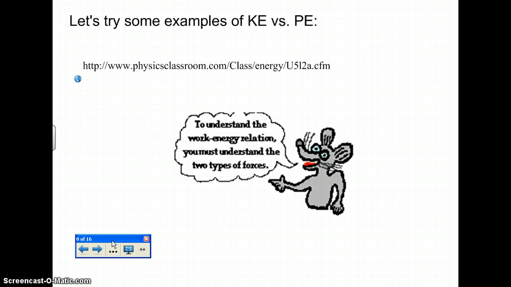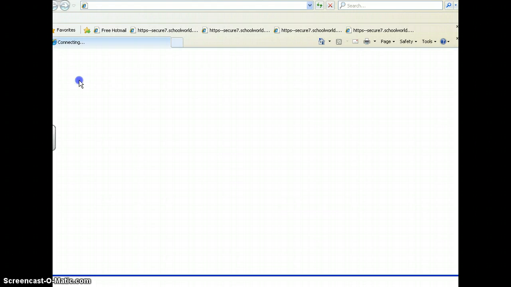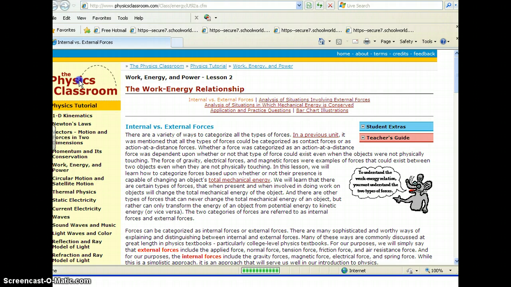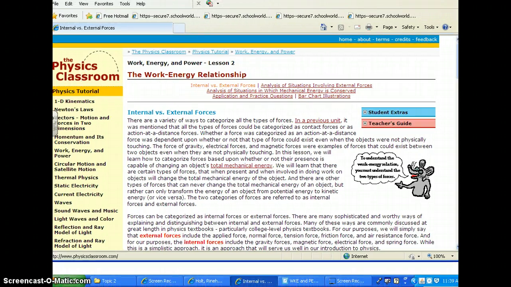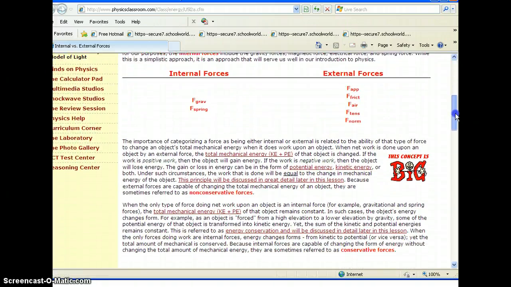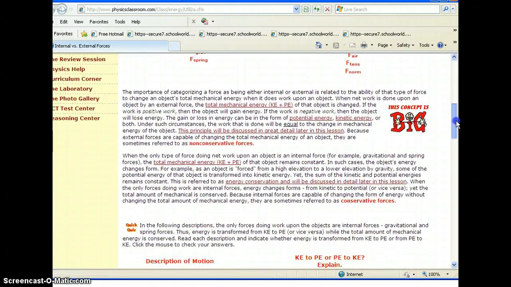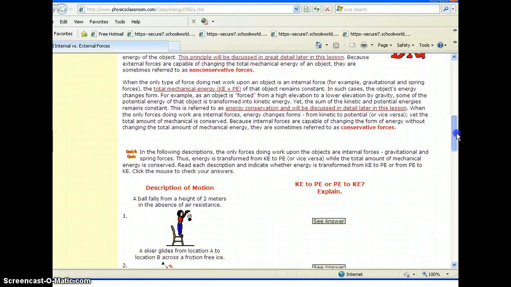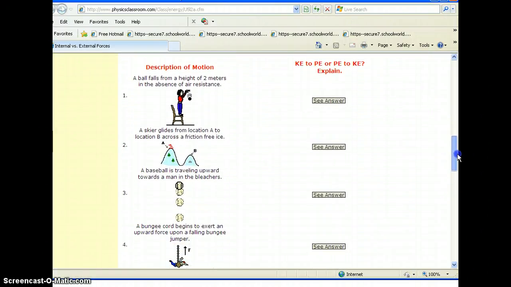Next, you're going to try some examples of KE versus PE. Please click on this right here and work on a few of these examples. Haha, work on a few of the examples? Okay. So anyways, coming down here, you get a nice little blurb about this. Here's a big misconception right here, so make sure you read about that. And then here's some examples right here.